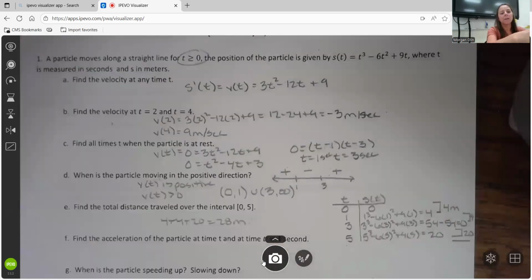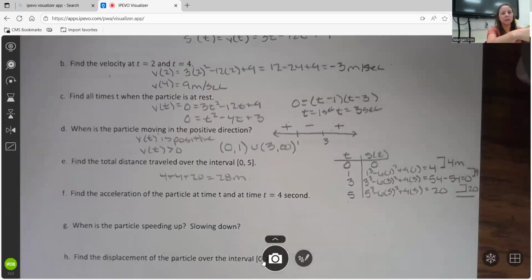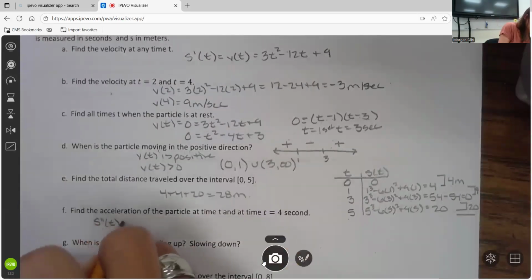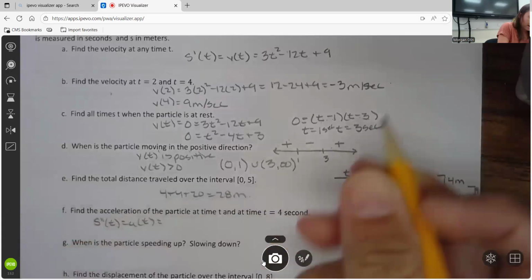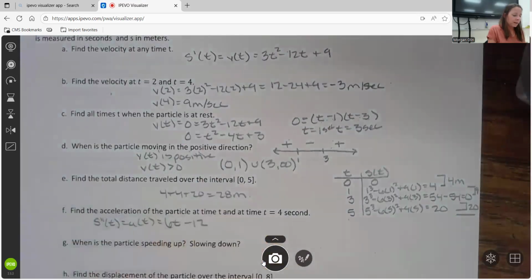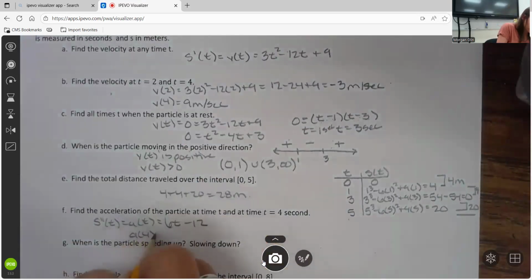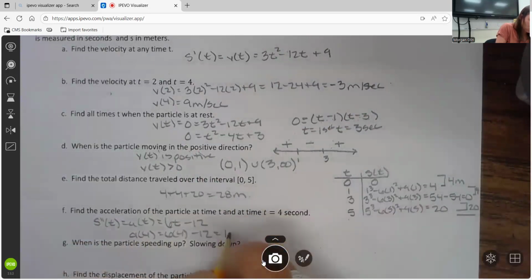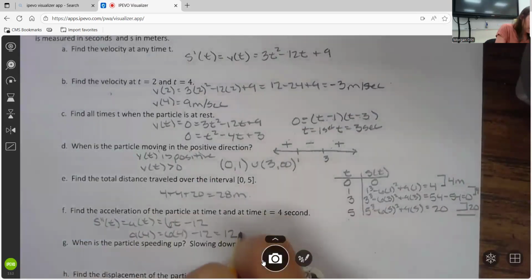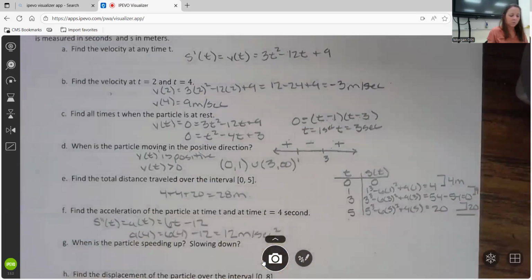Now find the acceleration of the particle at time t. Here, the acceleration is the second derivative. The second derivative is going to be 6t minus 12, and we need to find that at 4 seconds. So 6 times 4 minus 12, 24 minus 12, gives us 12. If they ask us for units, every time you take a derivative, you're basically dividing by seconds again. So it's seconds squared, or meters per second per second.